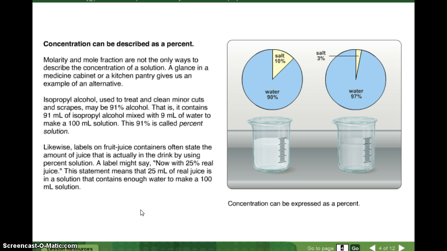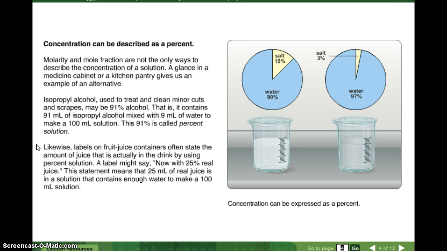Concentration can be described as a percent. So let's look at the picture first. We can say we have 90% water, 10% salt. We can say we have 3% salt or 97% water. Molarity and mole fraction are not the only ways to describe the concentration of a solution. A glance in a medicine cabinet or kitchen pantry gives us an example of an alternative. Isopropyl alcohol, used to treat and clean minor cuts and scrapes, may be 91% alcohol. That is, it contains 91 milliliters of isopropyl alcohol mixed with 9 milliliters of water to make a 100 milliliter solution. This 91% is called the percent solution.